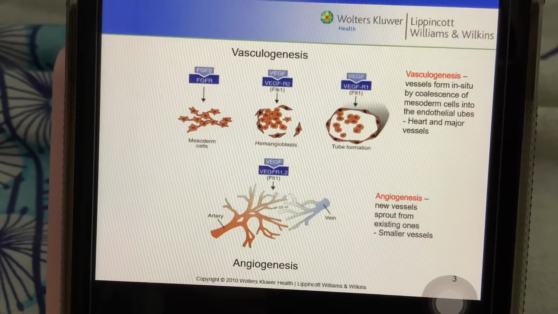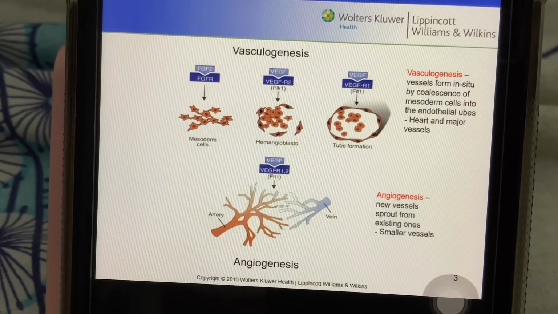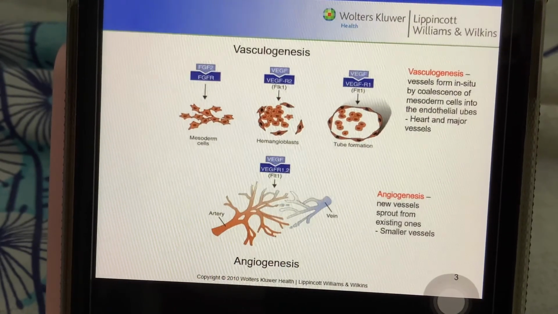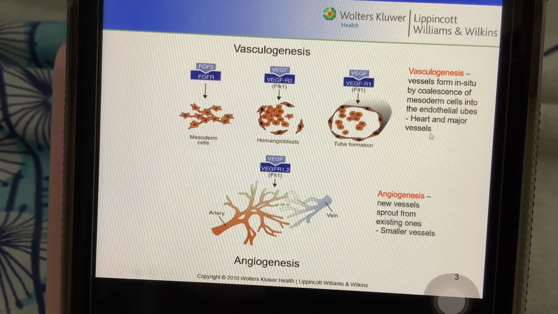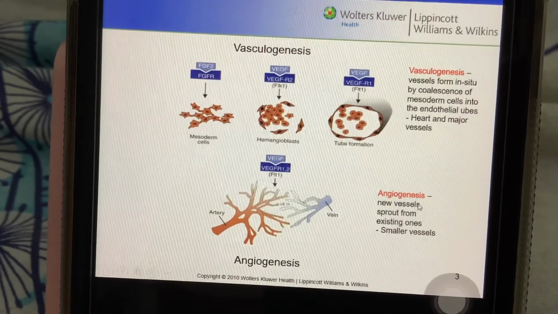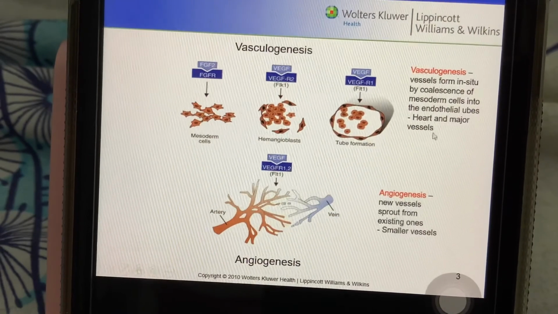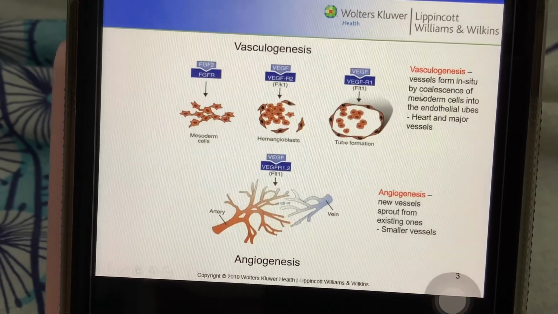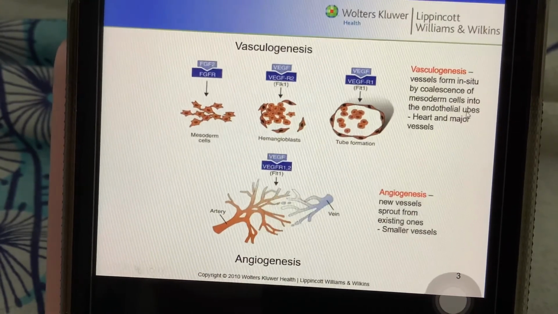Mechanisms of blood vessel formation. So how your blood vessels are formed. Blood vessels form in two ways: vasculogenesis and angiogenesis. In vasculogenesis, vessels form in situ by coalescence of mesoderm cells into endothelial tubes.